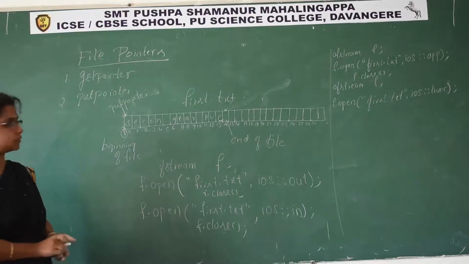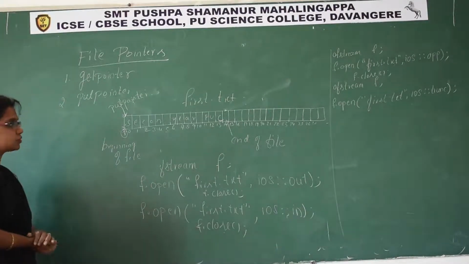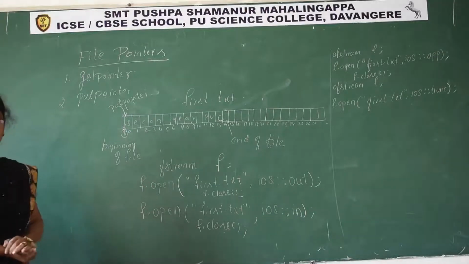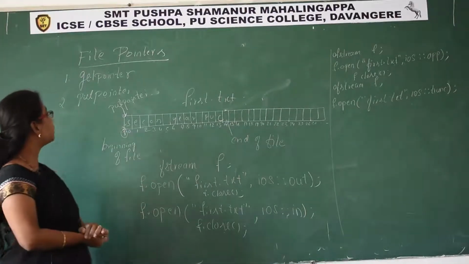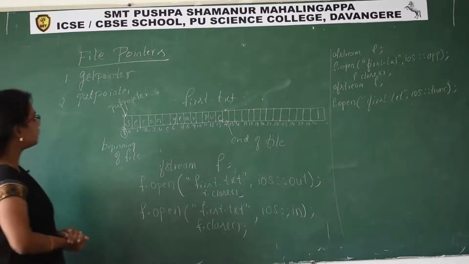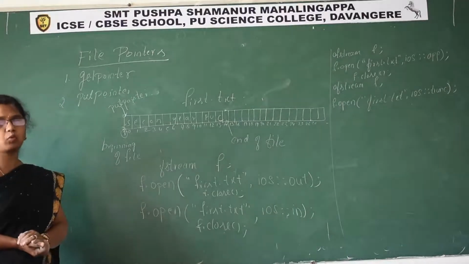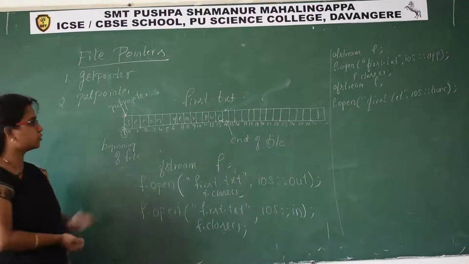Are you understanding? So from these examples what we understood, there are two file pointers. One is the get pointer and another one is the put pointer. And what are the default locations of these pointers when I open a file in the different modes? I hope you understood this concept.